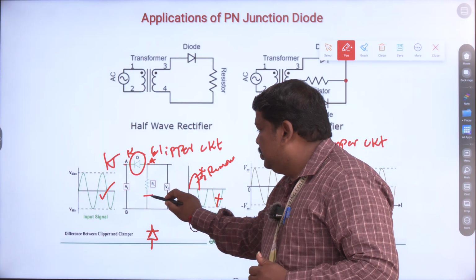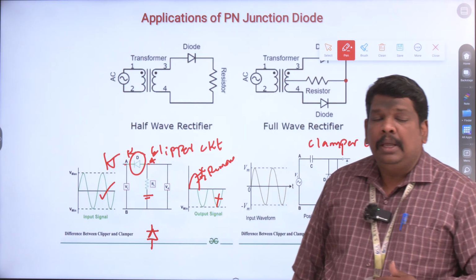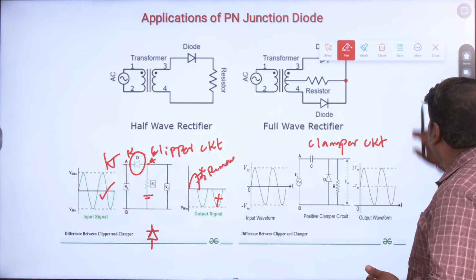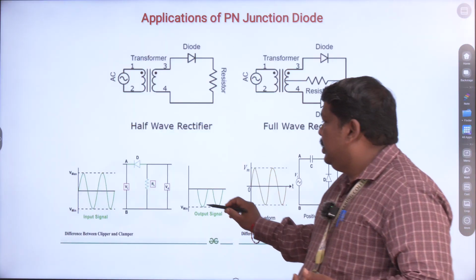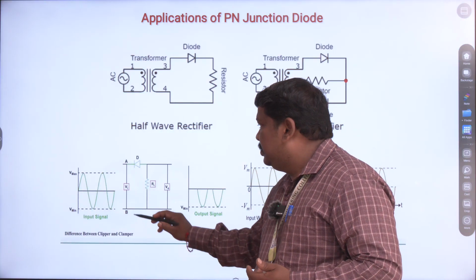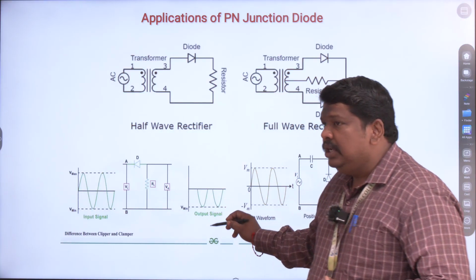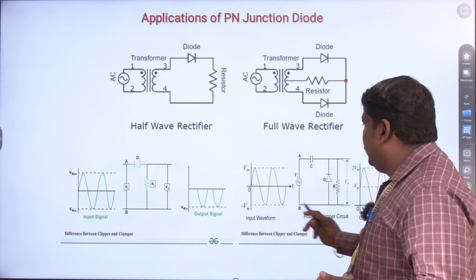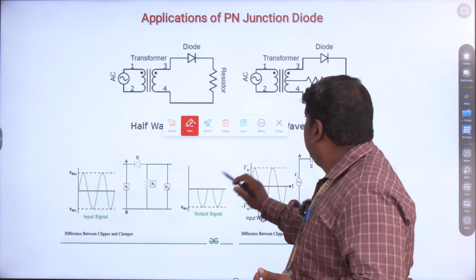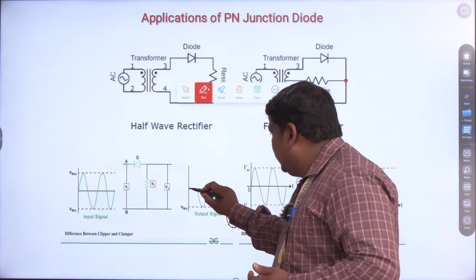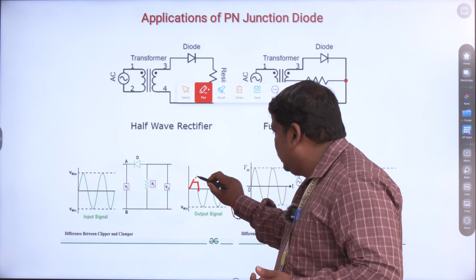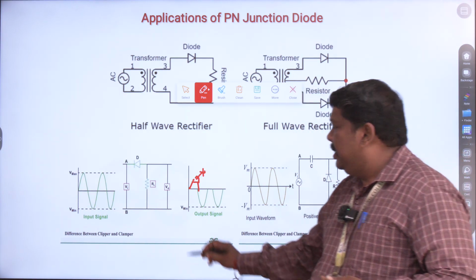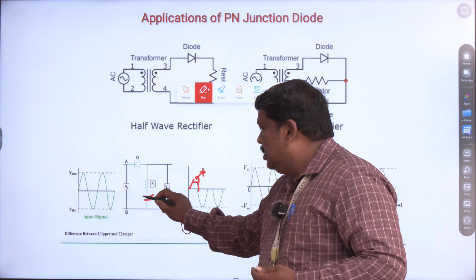If I apply a voltage source here, then it's going to be a biasing clipper, so that the unwanted portions in your waveforms can be removed. If your input cycle is AC, the output is going to be a clip. If I want, I can clip this signal also. I can clip this part. It is applicable only when we are applying a DC voltage source.